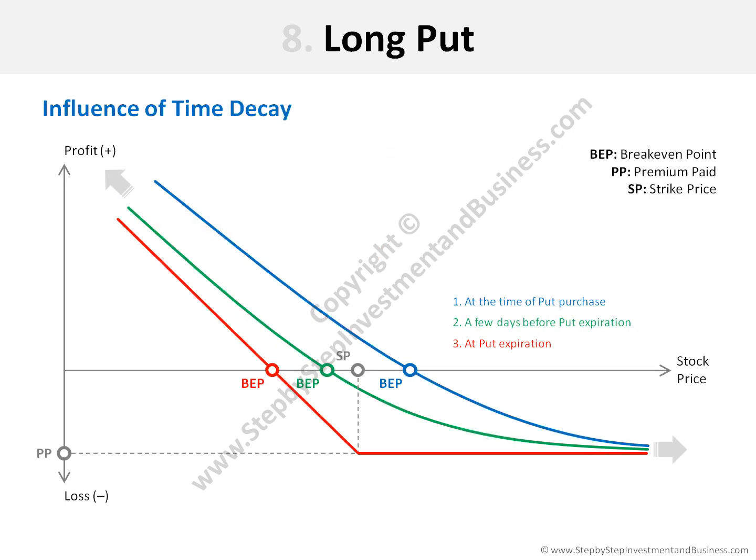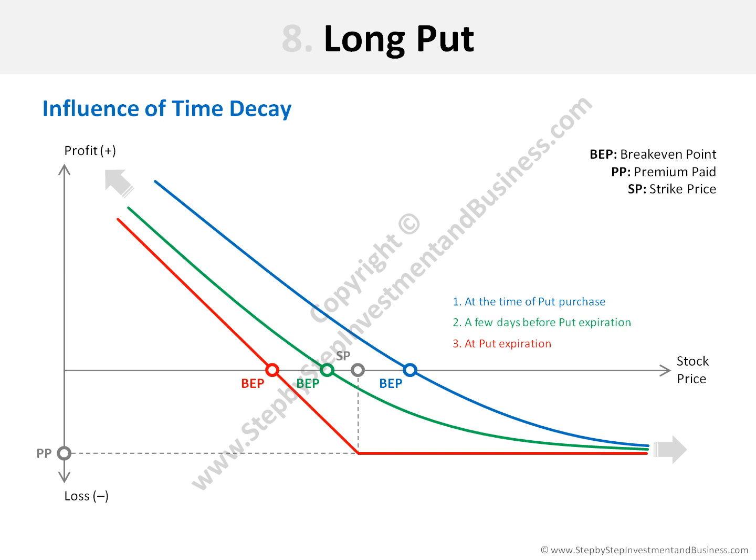In this graph, we can see the influence of time decay on the position. On the vertical axis, the profits and losses of the position are indicated, and on the horizontal axis, the stock price is indicated. The blue curve indicates the profits and losses at the time of put purchase. As we get closer to put expiration, the curve of profits and losses is like the one shown in green. And finally, at put expiration, the curve of profits and losses is the one shown in red.